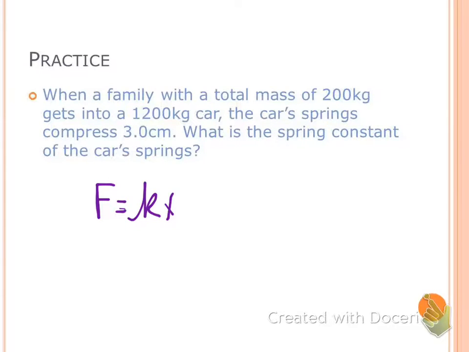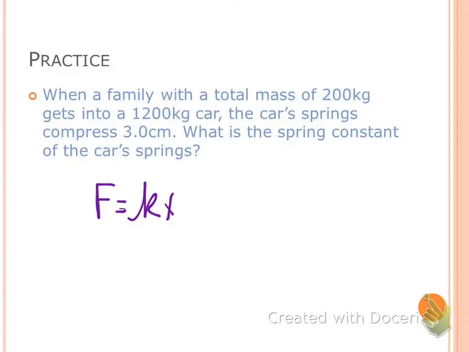Let's think about the system of the car in general. When we build this car and we build the springs, does the weight of the car compress the springs? No, right? That's what they're built for. The springs are built to withhold the weight of the car. So what would be the only weight that would cause these springs to compress? The family itself. Those springs are built to hold the 1,200 kilogram car. They're going to compress from any extra weight that goes on top of that.